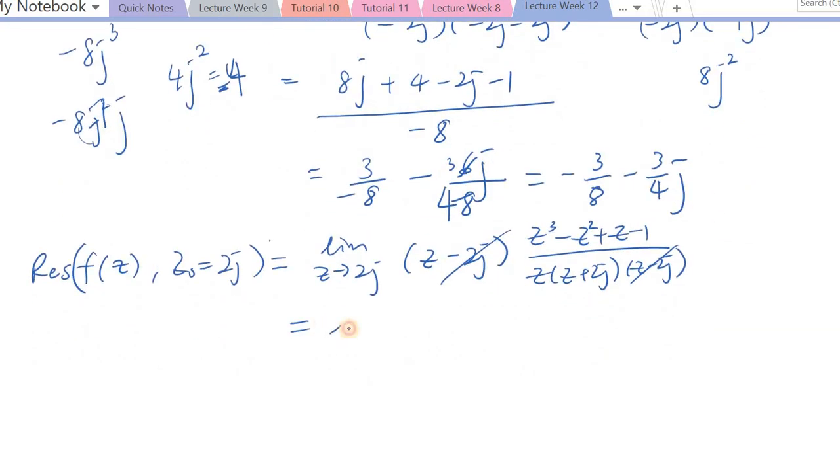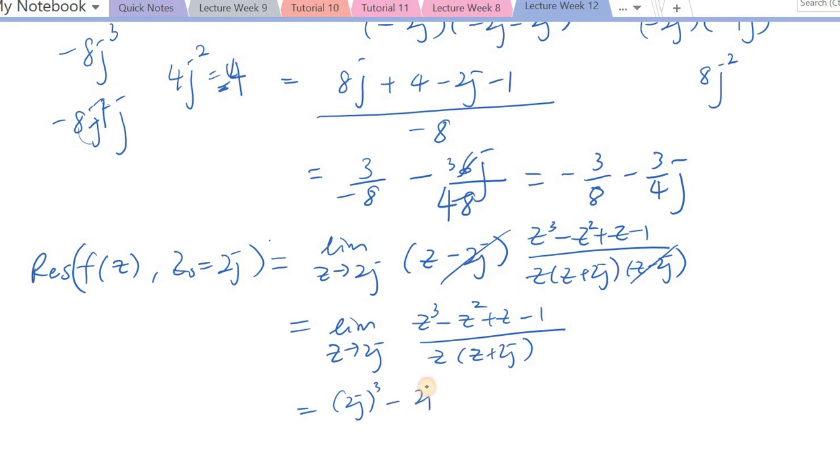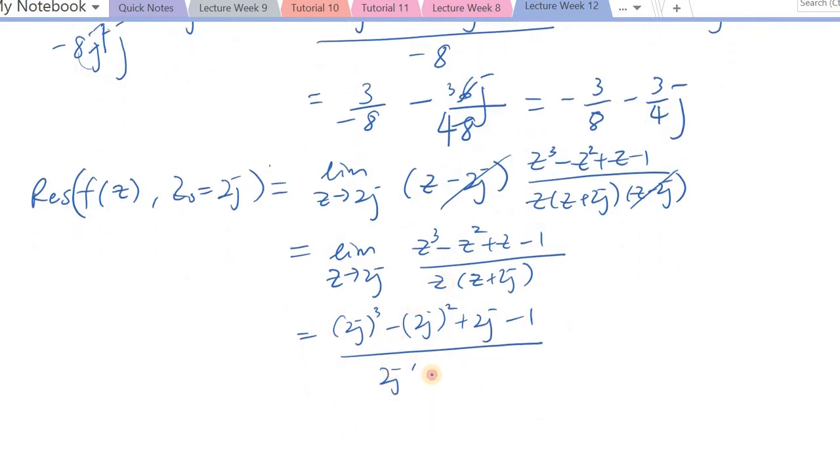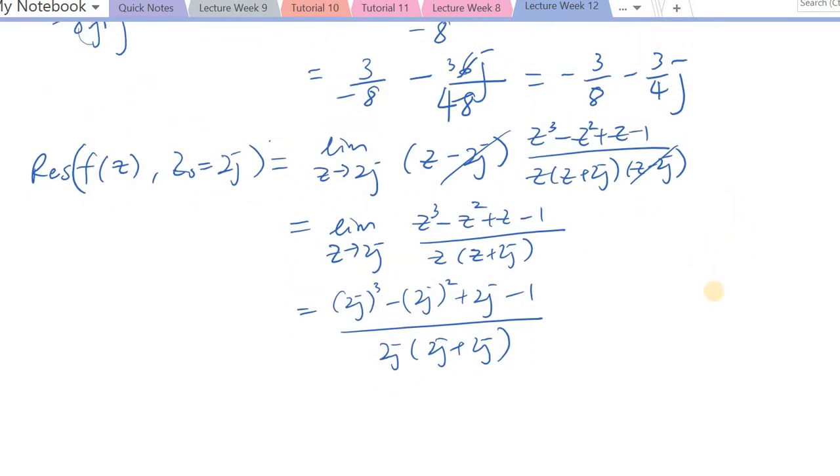So you take the limit when z approaches 2j of z cubed minus z squared plus z minus 1, and then you have z plus 2j. When z approaches 2j, you get 2j cubed minus 2j squared plus 2j minus 1, and then the denominator 2j plus 2j. Now if you work this out, you will get negative 3 over 8 plus 3 over 4j.